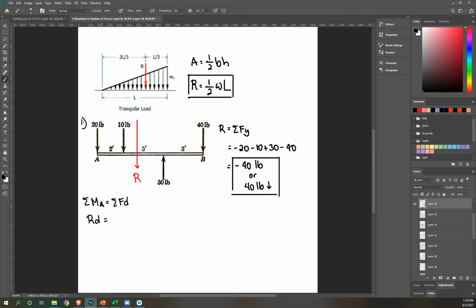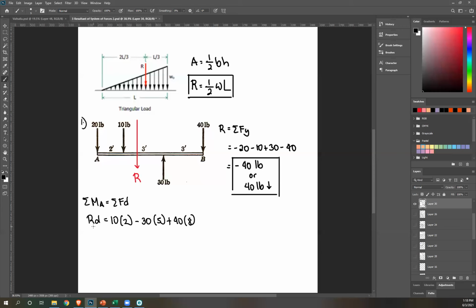So RD is equal to summation of our forces. Let's start again from the left side. 20 directly passes through A, so I'm going to ignore that. Next, 10, rotate that about A, that's clockwise, therefore positive, then perpendicular distance 2. Next, 30, rotate that about A, that's counterclockwise, negative 30, perpendicular distance 3 plus 2 times 5. And then lastly, B, rotate that about A, that's clockwise, so positive 40, distance 3, 6, 7, 8.